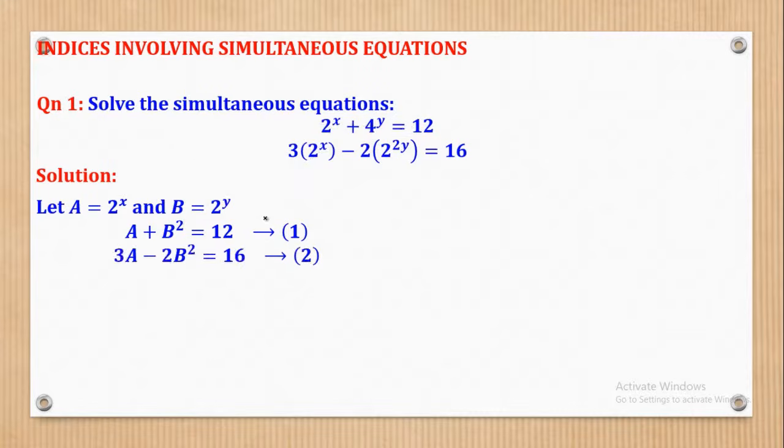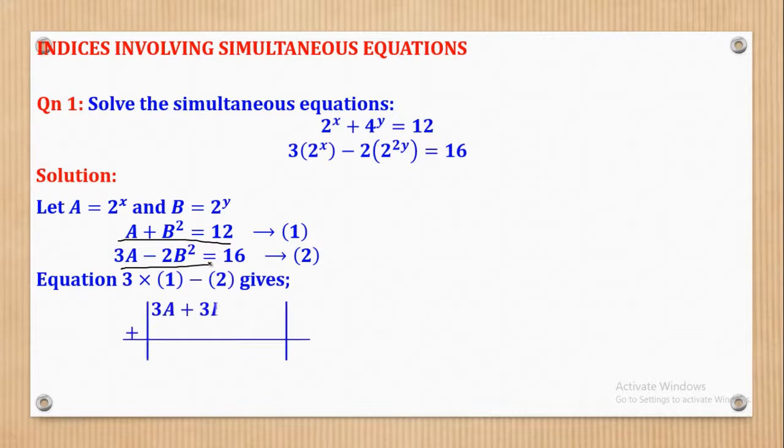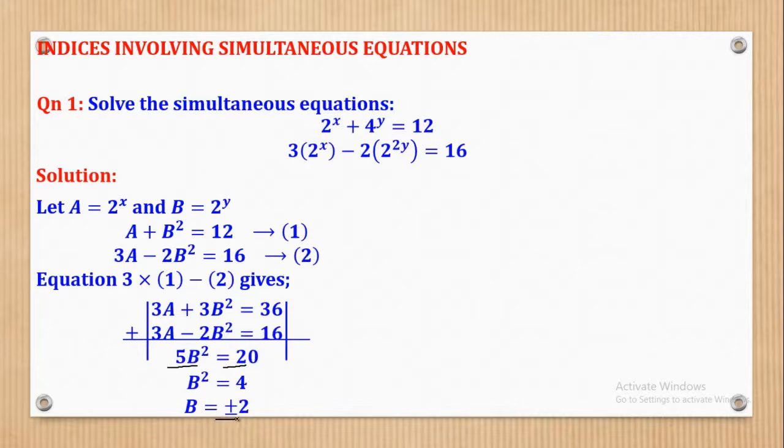What about equation 2? This one becomes that, and this one becomes that. So now, it is you to choose whether to use substitution method or elimination method. So if I use elimination, I will multiply 3 throughout equation 1 and subtract equation 2 from it. So when I do that, I'll come up with 5b squared equal to 20. Divide by 5, you come up with b squared equal to 4. Then put square root on both sides, you come up with b equal to plus or minus 2.